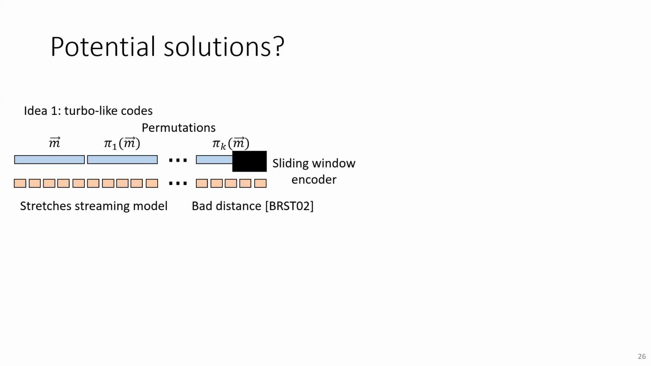And also codes like this have really, really bad minimum distance guarantees. There are actually some impossibility results saying that you can't have codes like this with really good minimum distance. So ultimately, these kinds of codes used in commitment schemes are just going to lead to very poor concrete efficiency, even if you do get a memory efficient succinct argument at the end.